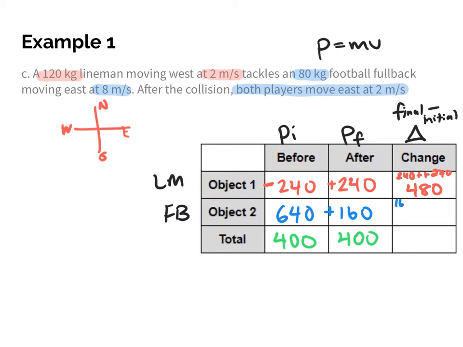The fullback is going to start off at 640, go down to 160, so obviously he's going to lose. So if I were to subtract those two, what I'm going to get is negative 480. So notice I get the same number that I got before, it's just my signs are different because this object is going to gain the momentum, this object is going to lose the momentum. And therefore, the overall change in momentum is going to be 0. So again, this is just showing that idea of the law of conservation of momentum using these two-way tables. It's kind of a skill used in mathematics and looking at statistics, but it helps us to show how momentum is conserved.